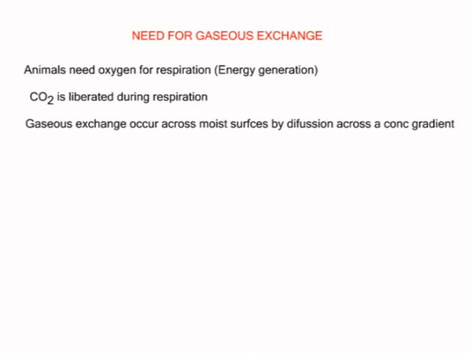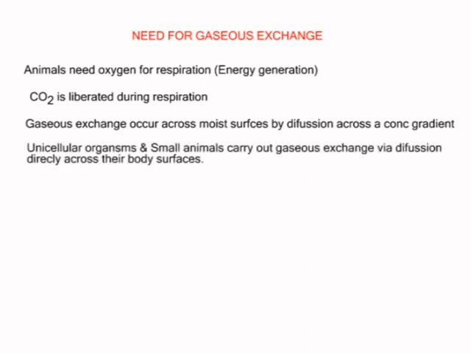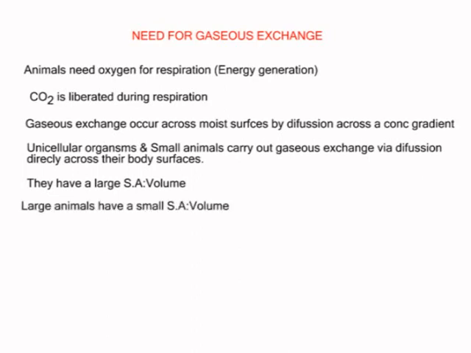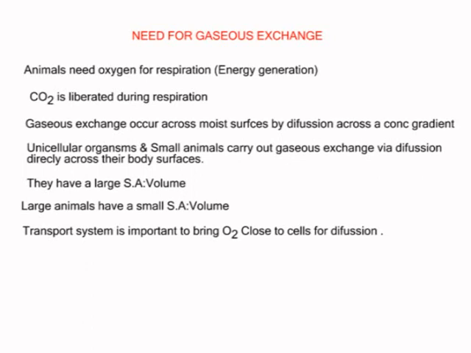Exchange of these gases occurs across moist surfaces by diffusion across a concentration gradient. Unicellular organisms and small animals can exchange gases directly across their body surfaces by simple diffusion. Why? Because they have a large surface area to volume ratio. Large animals, on the other hand, have a small surface area to volume ratio. Most of the cells are located deep inside the body. The transport system is important to bring the oxygen molecules close enough to the cells for diffusion to occur. Carbon dioxide is also released and transported to respiratory surfaces where it is expelled outside the body.